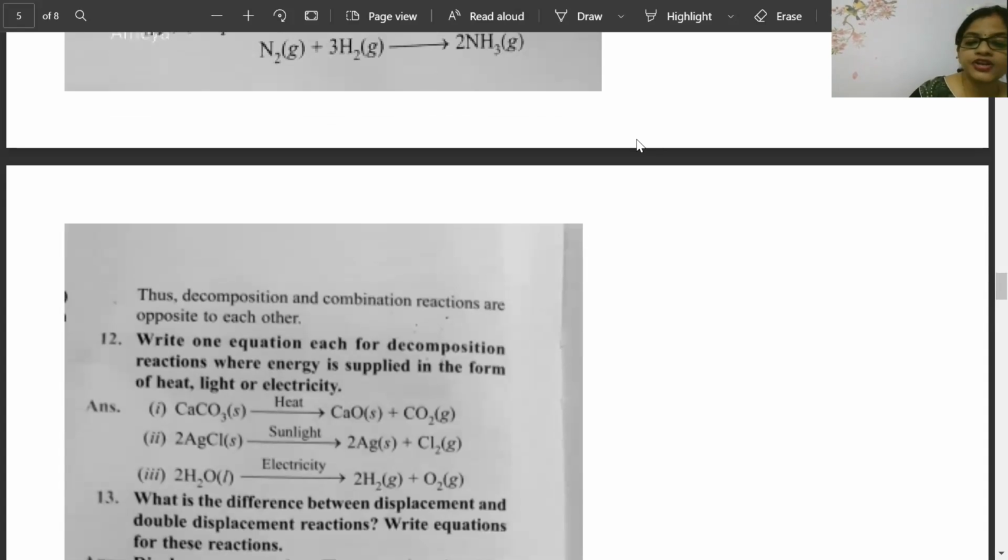Next question, what is the difference between displacement and double displacement reaction? Write equation of this reaction. Independent question. These types of questions are called jackpot questions because we cannot expect a much easier question than this. What is the difference between displacement reaction and double displacement? What type of question do you think this is if it comes in your board exam? Let's see who will answer this question first.